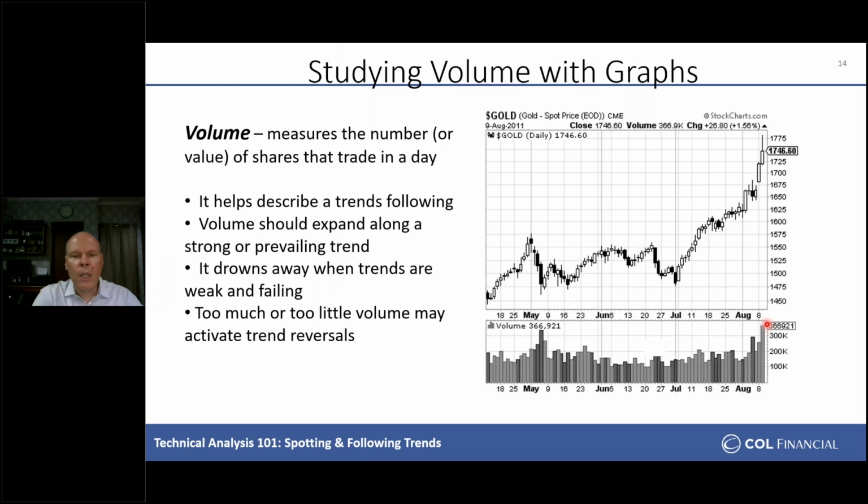Now, the final thing I want to talk about before I go into spotting trends is the third dimension of price, which is volume. Volume measures the number of shares that you trade every day, or if you'd like, the value of those shares. It is usually depicted in a chart right below the price chart. It looks like vertical bars, just like you see here, drawn directly under every single day of trading activity. So the open, high, low, close of a stock is drawn here, and the volume chart is drawn below it.